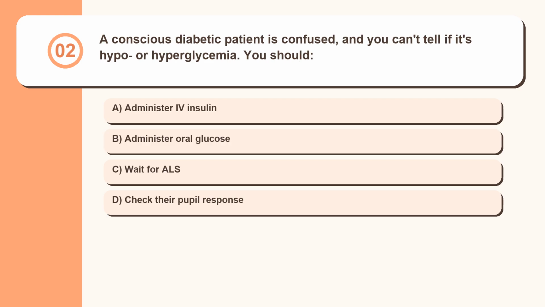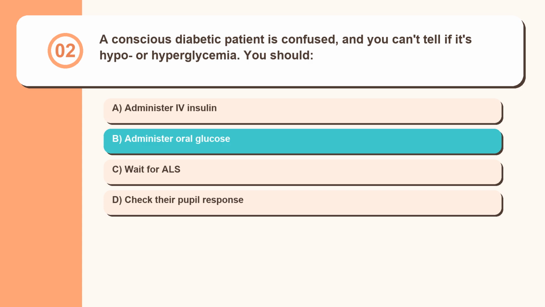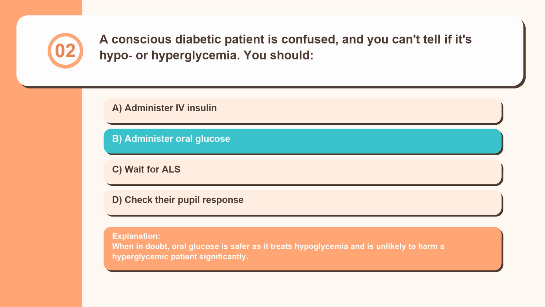Question 2. A conscious diabetic patient is confused, and you can't tell if it's hypo or hyperglycemia. You should administer insulin, administer oral glucose, wait for ALS, or check their pupil response. When in doubt, oral glucose is safer as it treats hypoglycemia and is unlikely to harm a hyperglycemic patient significantly.